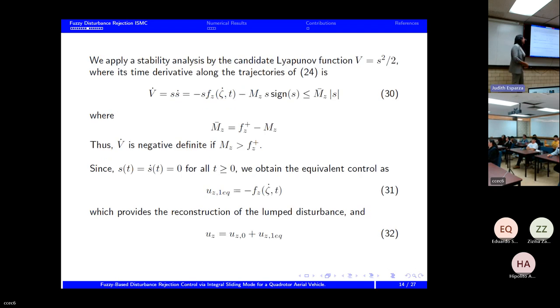Here in 30, we apply a stability analysis. And here in 31, we have the equivalent control. Finally, in 32, we have the other derivation of the Lyapunov function. But to obtain the equivalent control, we first have to pass the control signal through a low-pass filter.